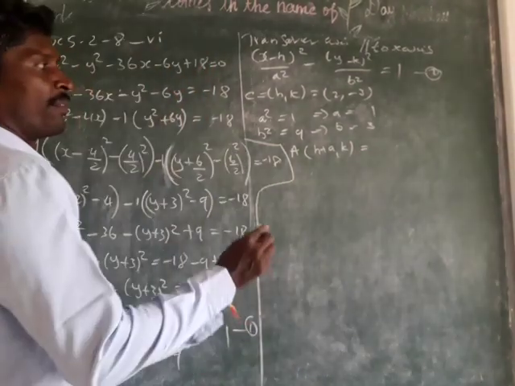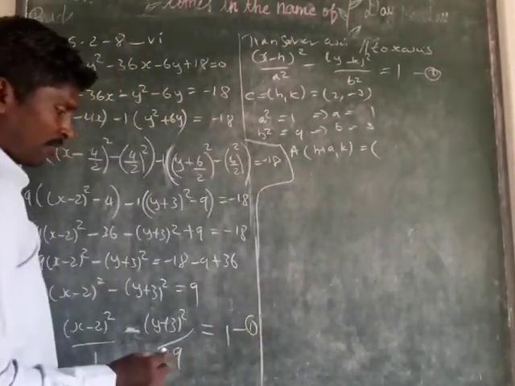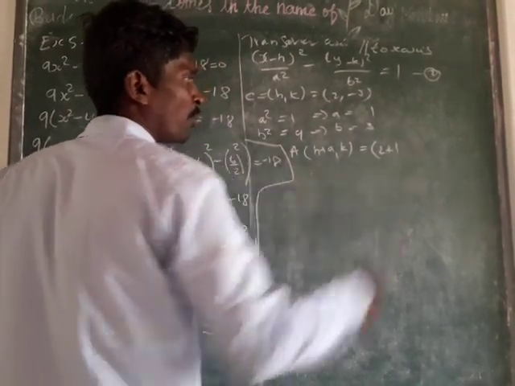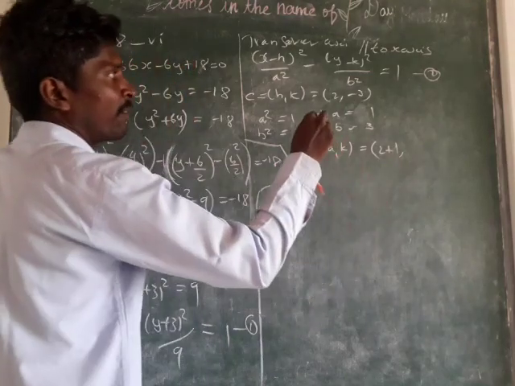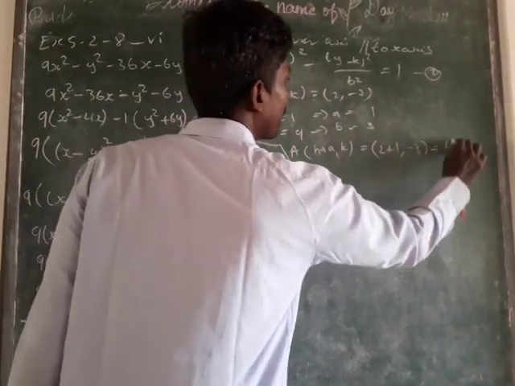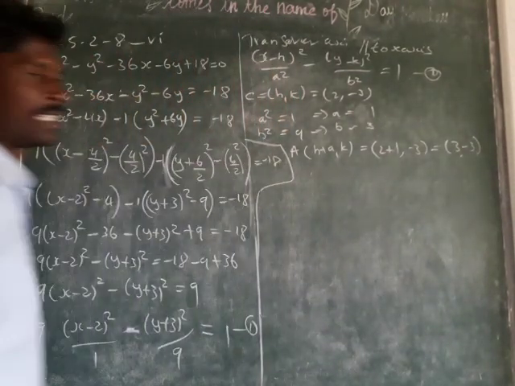Now we know the value of h. What is the h value? The h value is 2. What is the a value? The a value is 1. What is the k value? k equal to minus 3. So it becomes 3 comma minus 3. This is vertex A.